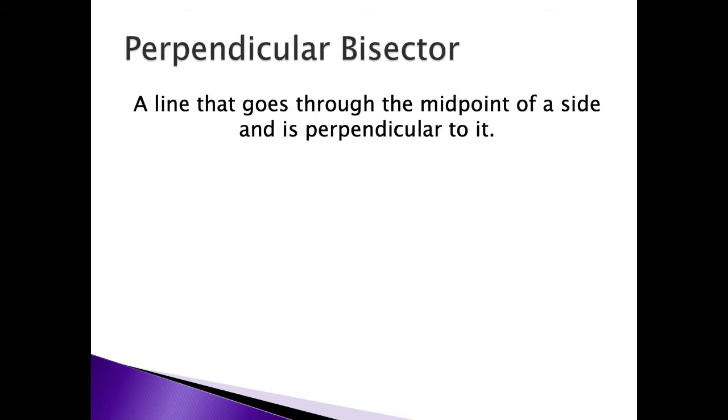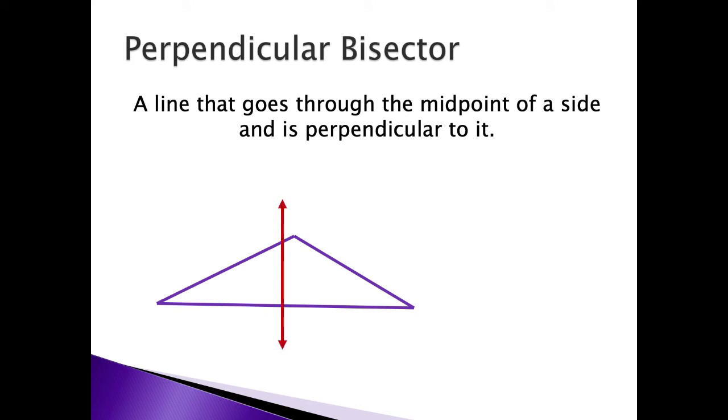A perpendicular bisector is a line that goes through the midpoint of a side and is perpendicular to it. So if I have any side and I go to the midpoint and I draw a perpendicular line, that is the perpendicular bisector. Okay? Doesn't have to go through the vertex, it just has to be perpendicular at the midpoint. Then it's a perpendicular bisector.